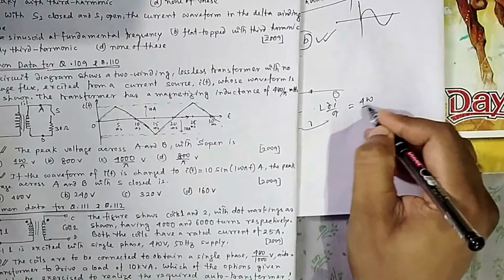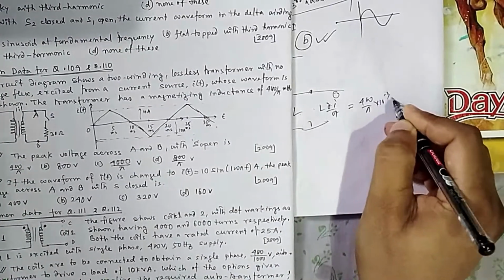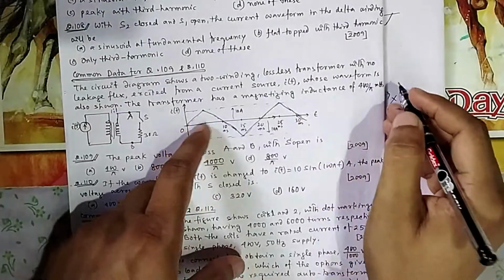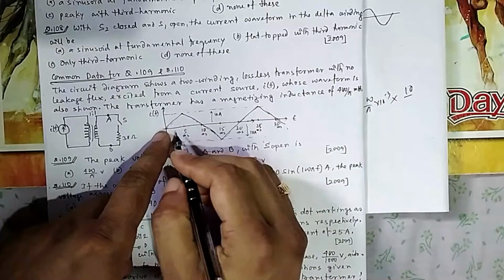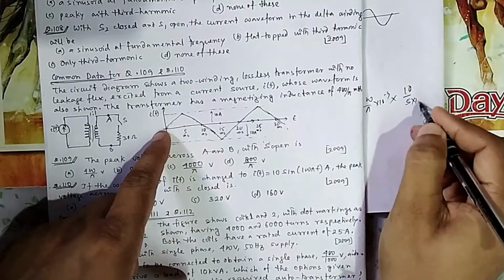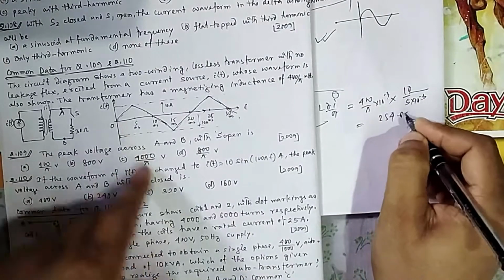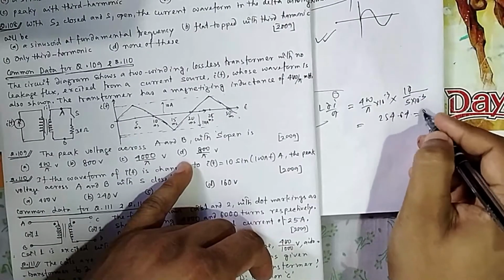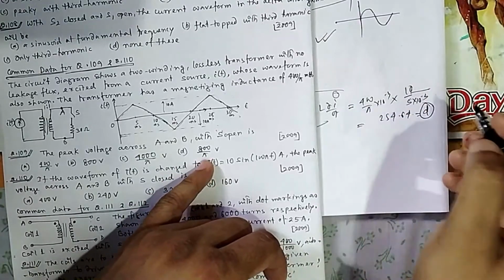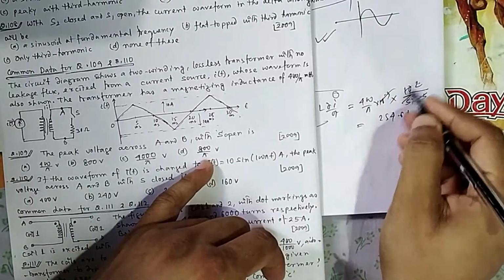So what is L? L is 400 by pi into 10 to the power minus 3. And change in current di is 10 ampere, and change in time is 5 millisecond. So that is di/dt. If you do this, you will get 254.64, which is equal to your option D, that is 800 by pi. So that is your option D.